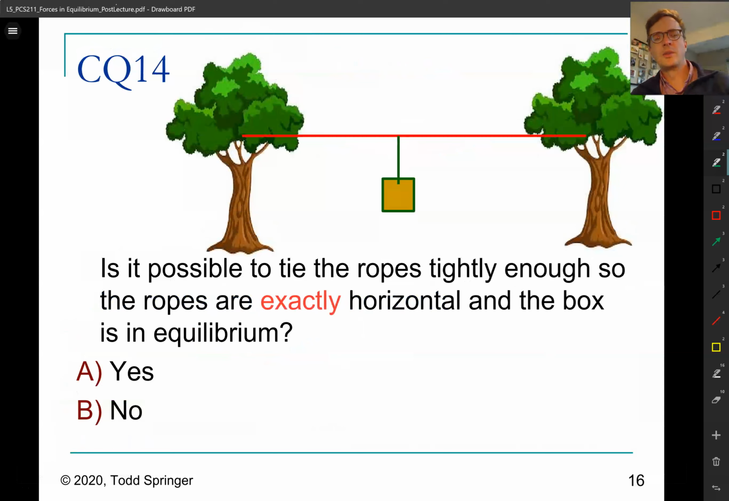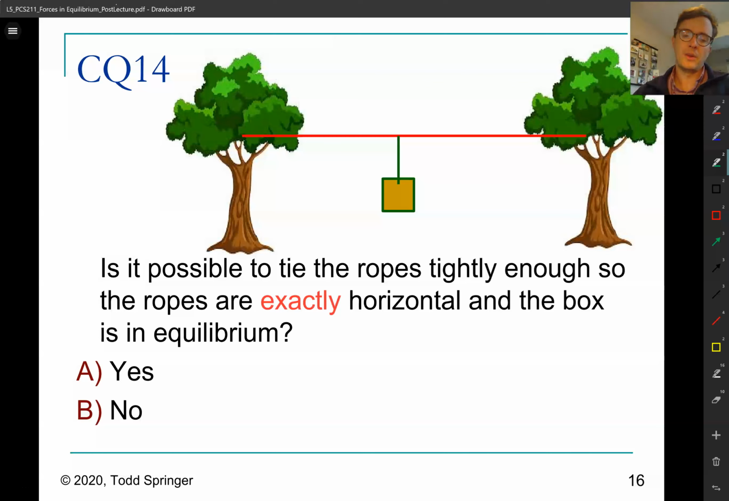Last question. How about this one? Just a simple yes or no question. Is it possible to tie the ropes tightly enough so that the ropes are exactly horizontal and the box is in equilibrium? Yes or no? Go ahead and pause the video and see if you can answer this one. So hopefully you've chosen one of these two answers.